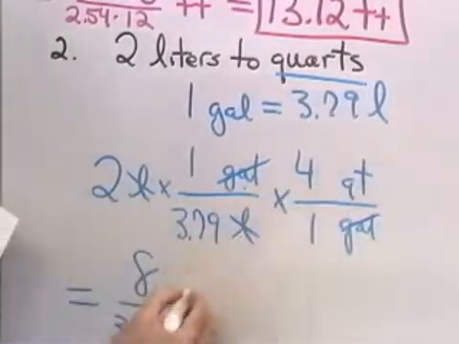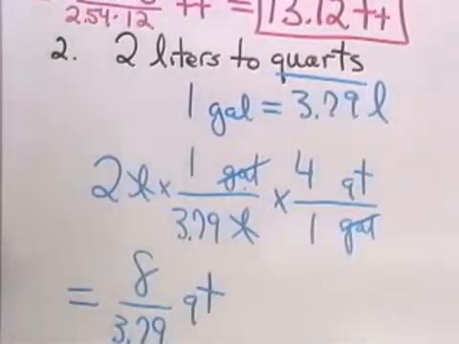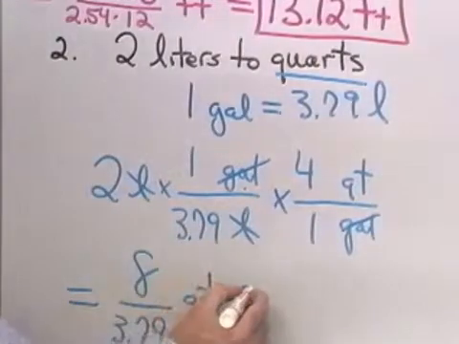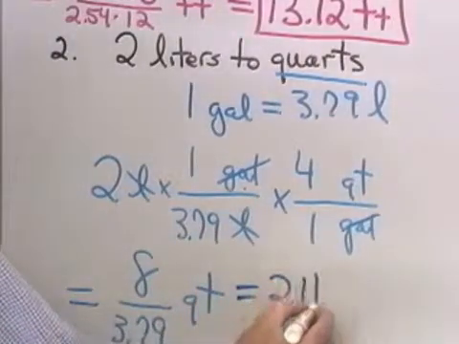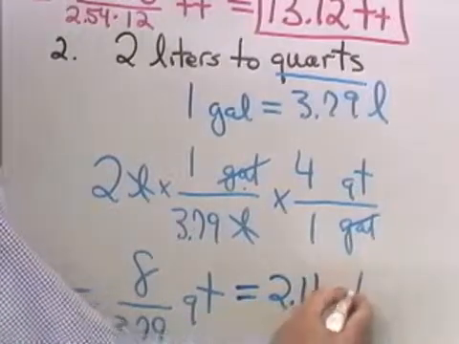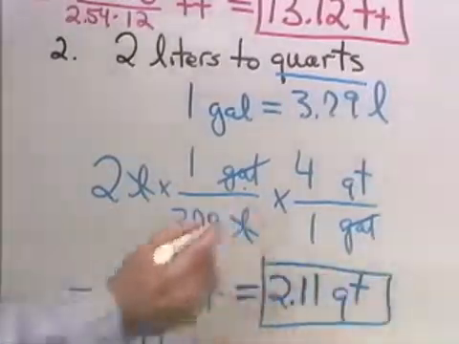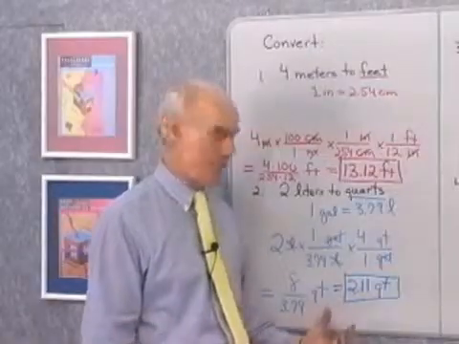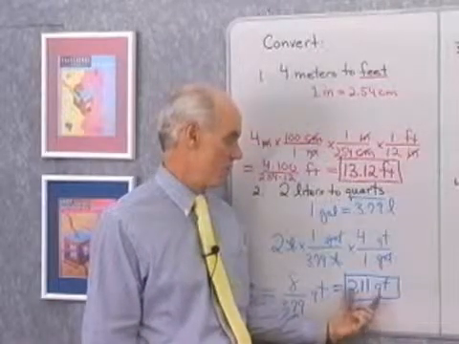And my units are quarts. Now I've done that arithmetic, and let's see, that comes out to be 2.11 to the nearest 100th. I'll round to the nearest 100th quarts. So when I do that arithmetic on a calculator, 8 divided by 3.79 comes out 2.11 quarts.